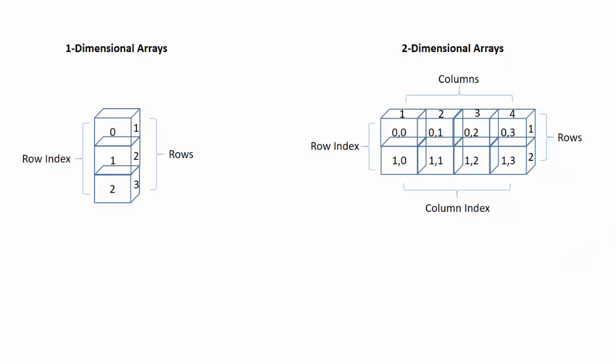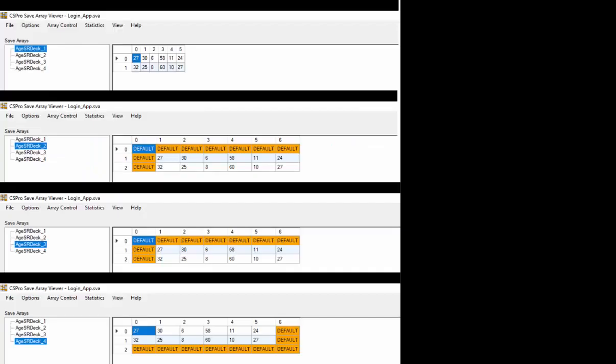I used the word index in previous tutorials. We can access an array element by referring to the index number inside the parentheses. We will see how the index number is displayed in the Save Array Viewer.